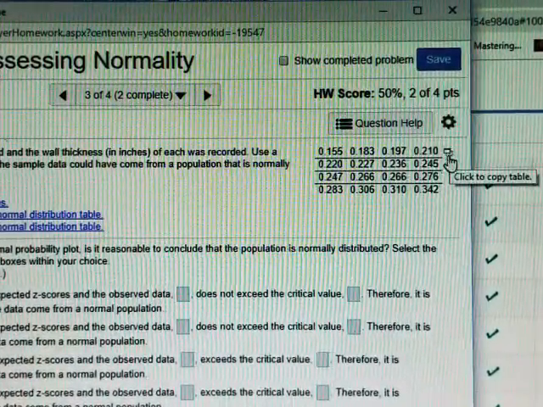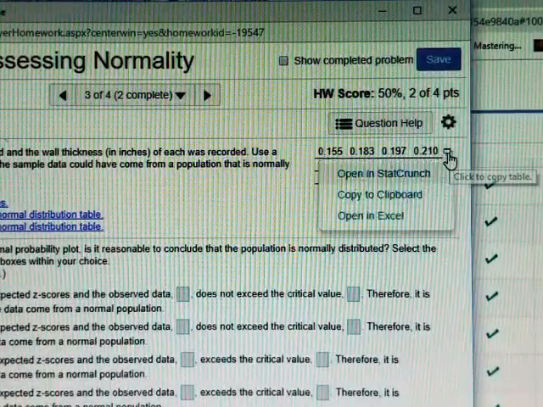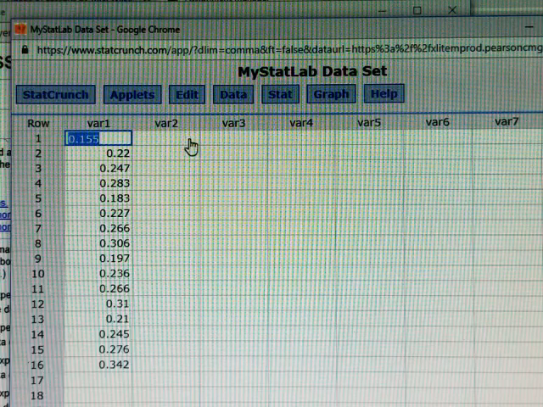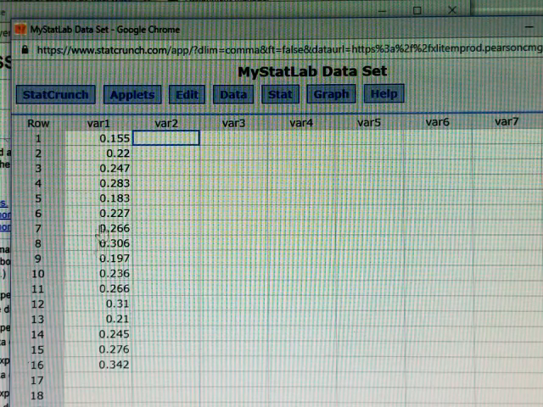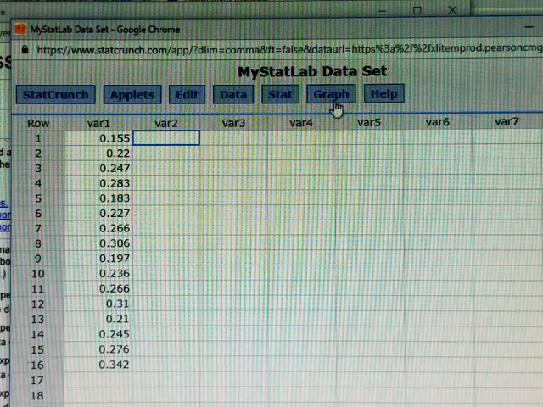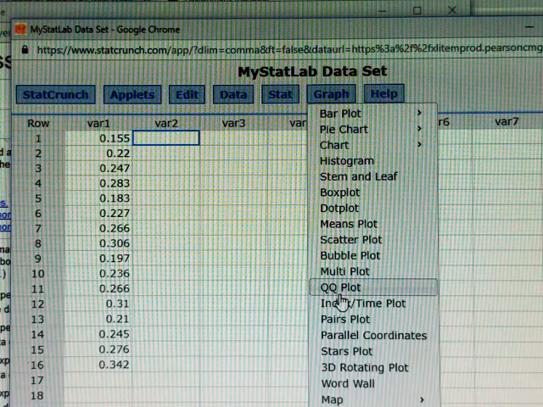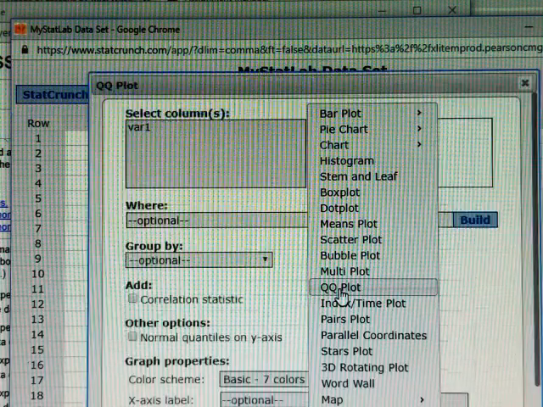All right, so we're going to click on this little square. Again, I left click, I open in StatCrunch. All right, I want the graph this time. So all my variables are right there in column 1 as var1. I want the graph. I want the QQ plot. So I'm going to choose QQ plot.